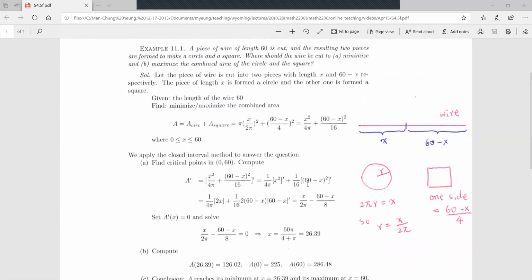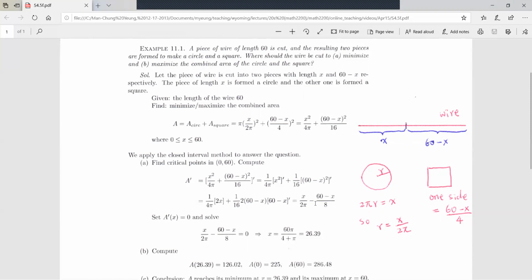Derivative of (60 minus x) squared, I use the chain rule to compute it. So 60 minus x is u. So the derivative of u squared is 2 times u, and then times the derivative of u. Chain rule. So the derivative of 60 minus x is -1. So we get this result. This is the derivative of A with respect to x.